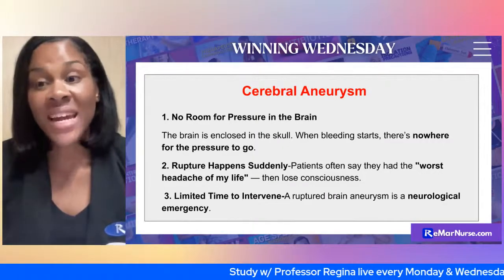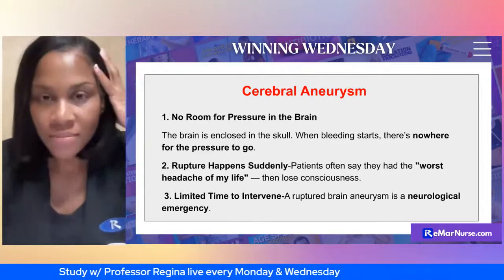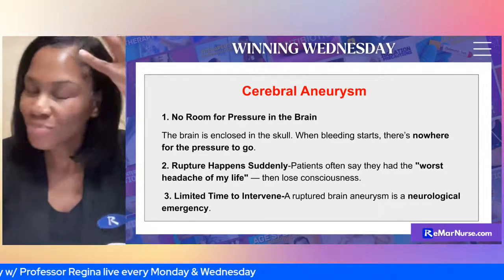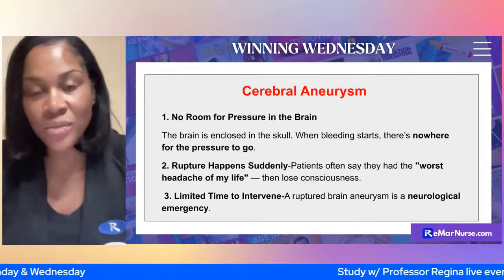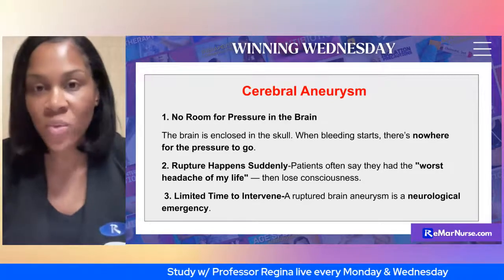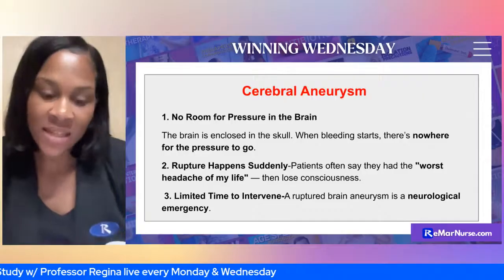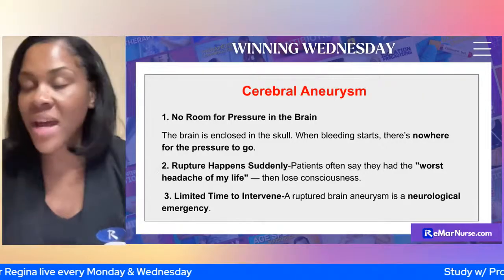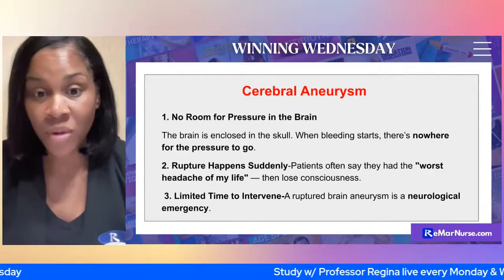Right? The brain is inside of the skull. And the skull, not movable, right? So it doesn't have the space for additional fluid to go anywhere. It's not going to leak out, right? So that means that there is a very high chance of increased intracranial pressure almost immediately, right?